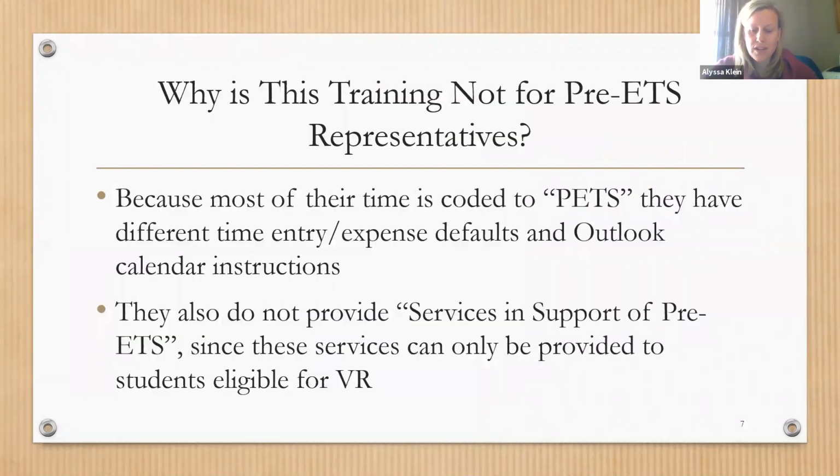So why is this training not for pre-ETS representatives? It is because their time is primarily coded to the PETS code. So they have different time entry and expense defaults and different Outlook calendar instructions. They also do not provide services in support of pre-ETS, since those are only available to students who are on the regular VR caseload.